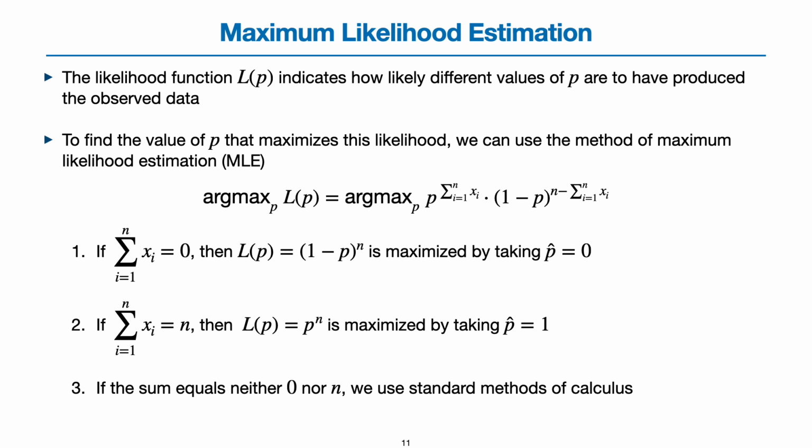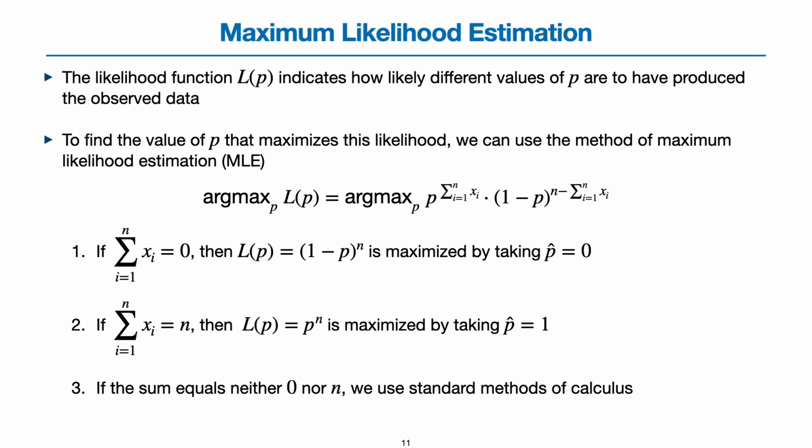And in this case, you can see that, of course, if the sum of xi's equals 0, then this is maximized for p equals 0, and we show the estimate by p hat. And this makes sense because if we get all zeros, it means the probability of success should be 0, because we never get one. And if in all cases you get 1, which means the summation of xi's equals n, then p to the power of n is maximized by taking p hat equals 1, right?